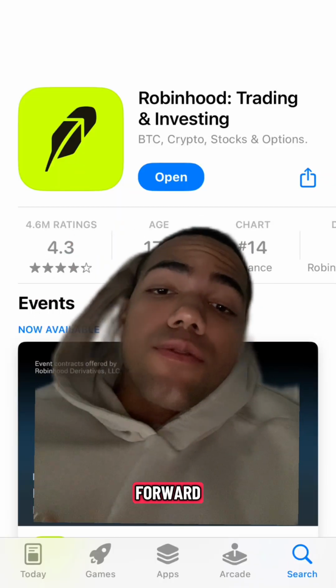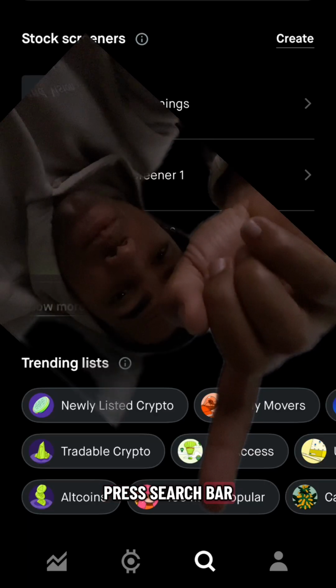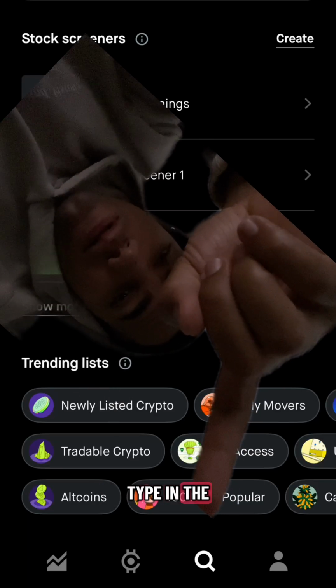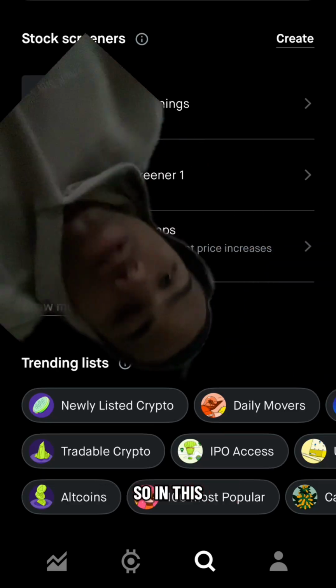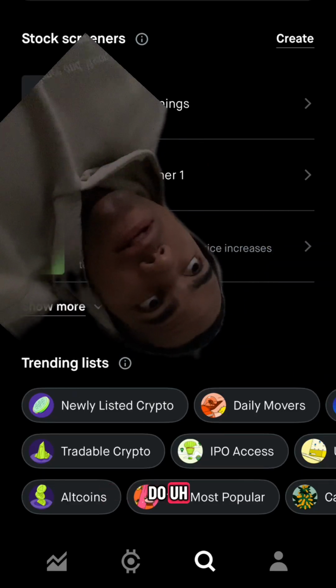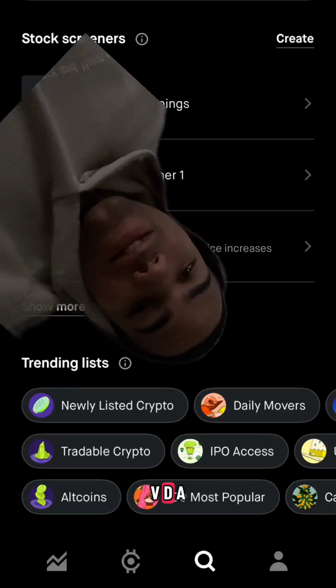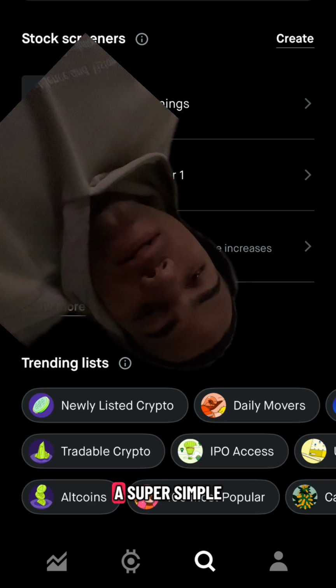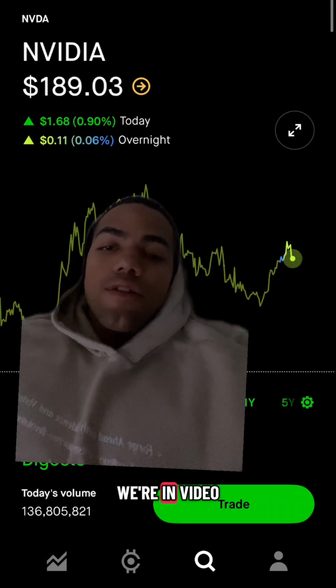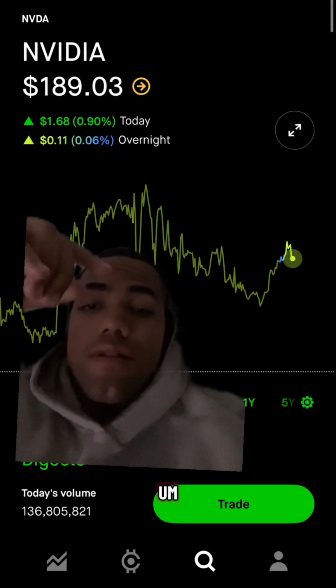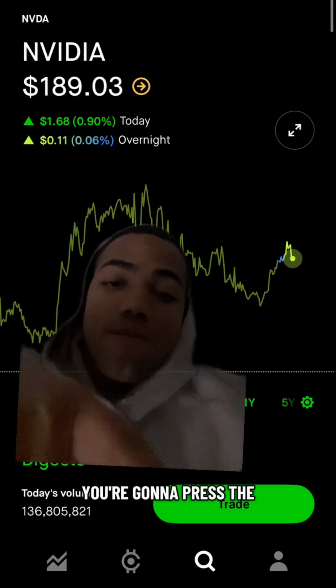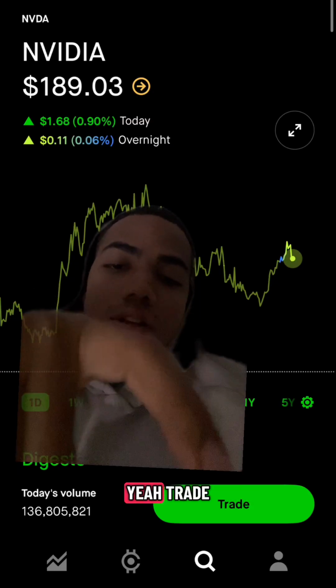Moving forward. Now you're gonna press the search bar and type in the company of choice. In this case, we're gonna do Nvidia. So NVDA, you type in NVDA. Super simple. Now that we're in Nvidia, you're gonna take your finger and press trade.